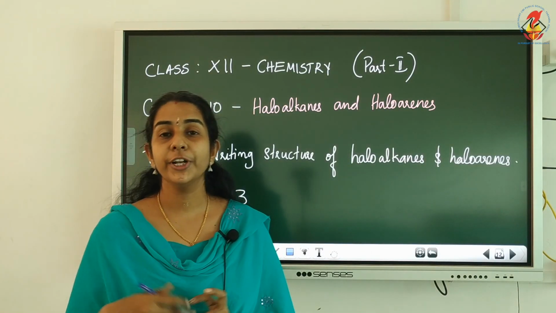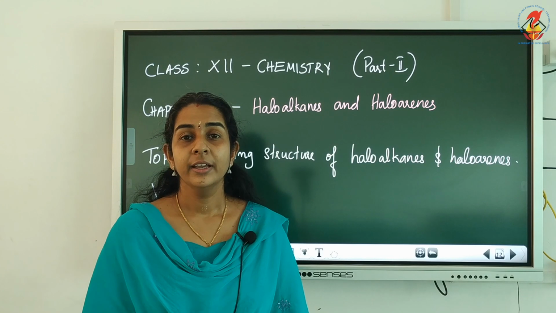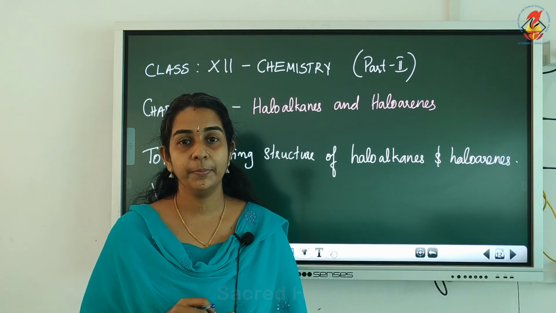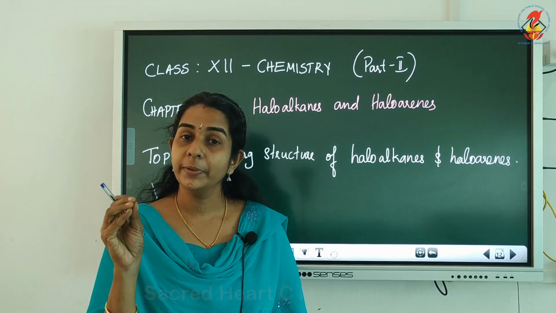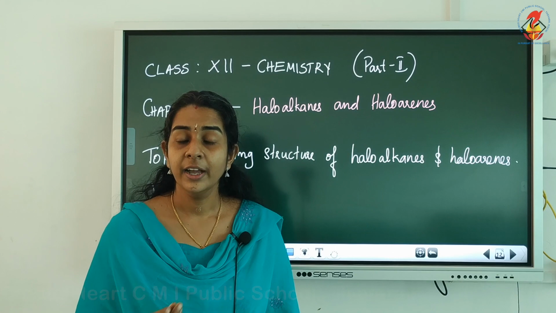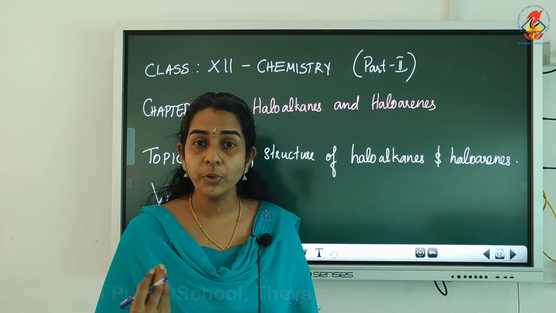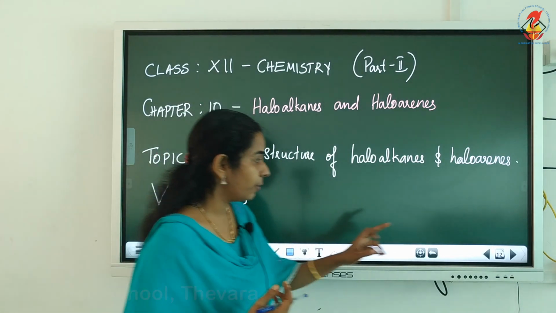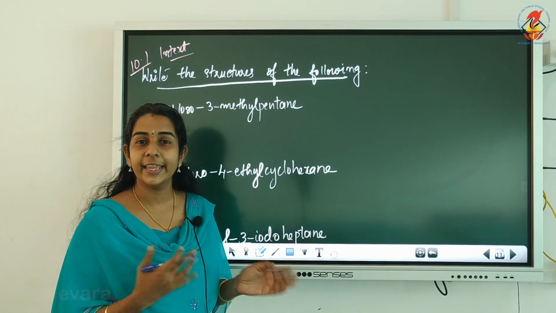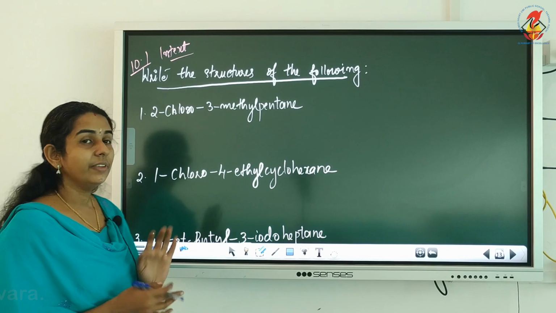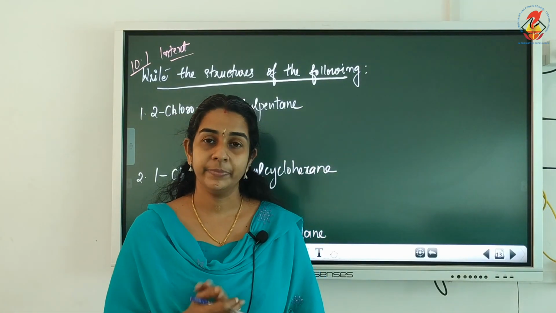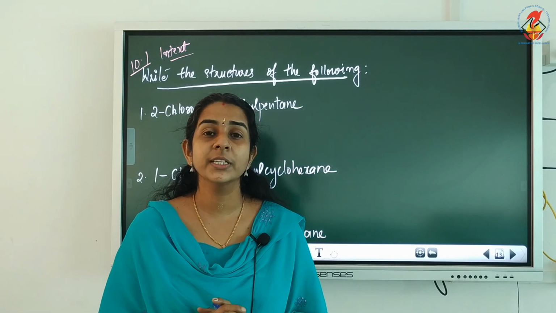Next, after writing the IUPAC naming, we are going to study how to write the structure of an organic compound if the IUPAC name or the common name, whatever it is, is given. How to draw the structure of organic compounds, not all organic compounds, but haloalkanes and haloarenes. And we know how to write the structure if a name is given. Revise the class 11 notes.